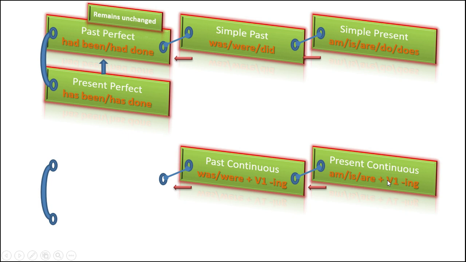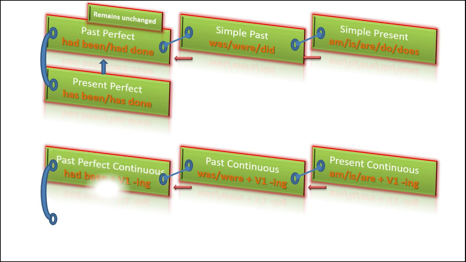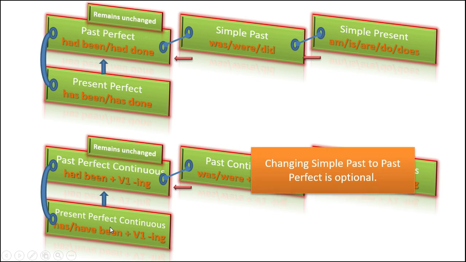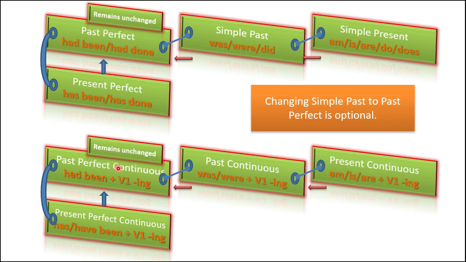And let's discuss continuous tenses. Present continuous becomes past continuous and past continuous becomes past perfect continuous. And past perfect continuous does not change. Present perfect continuous also becomes past perfect continuous. Now, there is a tip for you. Changing simple past to past perfect is optional. But in the examination, you are supposed to change simple past to past perfect. Okay.